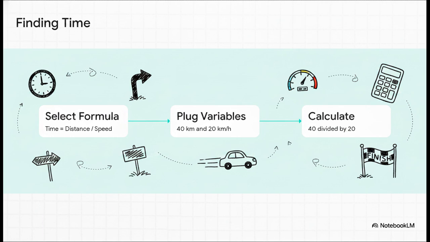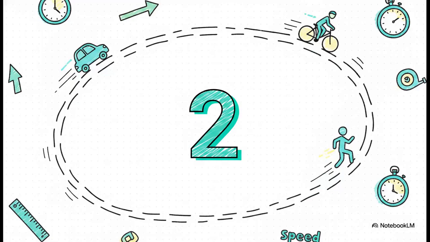Let's move on and see how this builds. We need our third and final formula to find duration. Time equals distance divided by speed. Plugging in the numbers we know gives us 40 kilometers for the total distance divided by a speed of 20 kilometers per hour. We just execute that quick division of 40 divided by 20, and that reveals our correct answer.